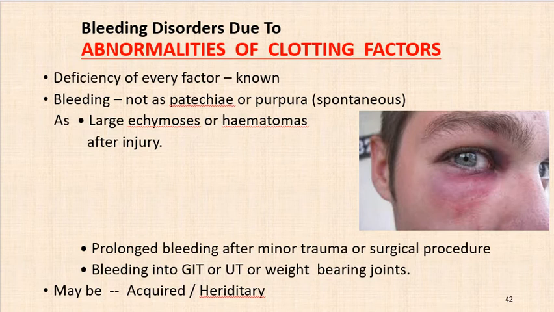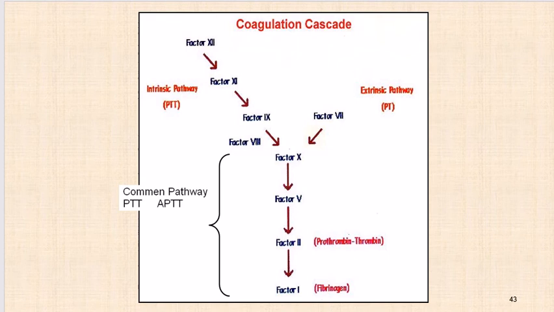And this group of abnormalities may be acquired or may be hereditary. Remembering this cascade, the clotting cascade, and remembering the intrinsic pathway and the extrinsic pathway. Intrinsic pathway is evaluated by activated partial thromboplastin time, APTT, and extrinsic pathway is evaluated by prothrombin time, the PT.